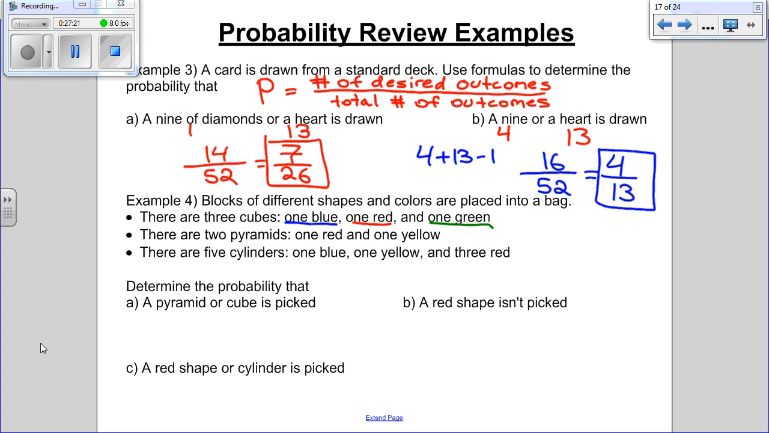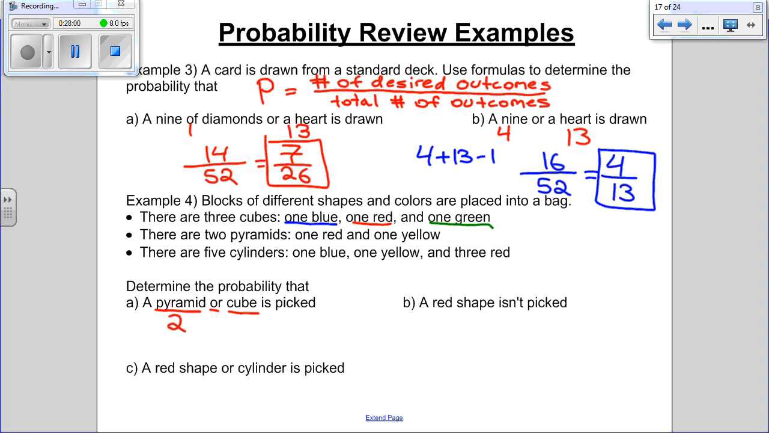You draw something out of the bag. So all those shapes are in the bag. You draw one out. What's the probability that you picked out a pyramid or a cube? So if you want to figure out the probability that you got a pyramid or a cube, you need to figure out the total number of things that you would want to have happen. So how many pyramids could I draw out? There's 2 pyramids. There's the red one and there's the yellow one. How many cubes are there? There's 3 cubes in there.